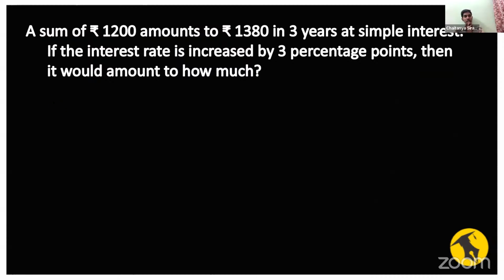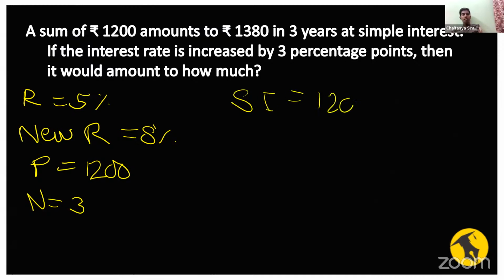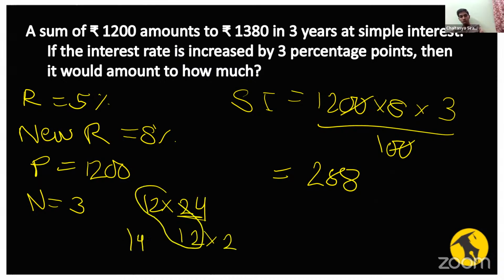Alright. So my rate of interest initially was 5%. The new rate of interest is 8%. My principal is 1200 and the number of years is 3. So simple interest now would be 1200 into 8 into 3 upon 100. So it would be how much? 24 into 12, which is 288. 12 into 24. So you can write 24 as 12 into 2. We know 12 square is 144. So its twice would be 288.